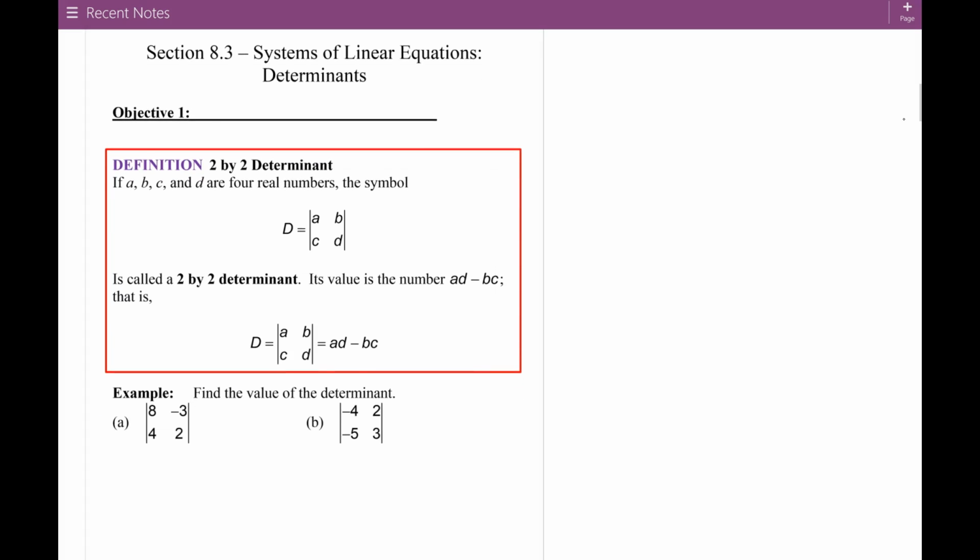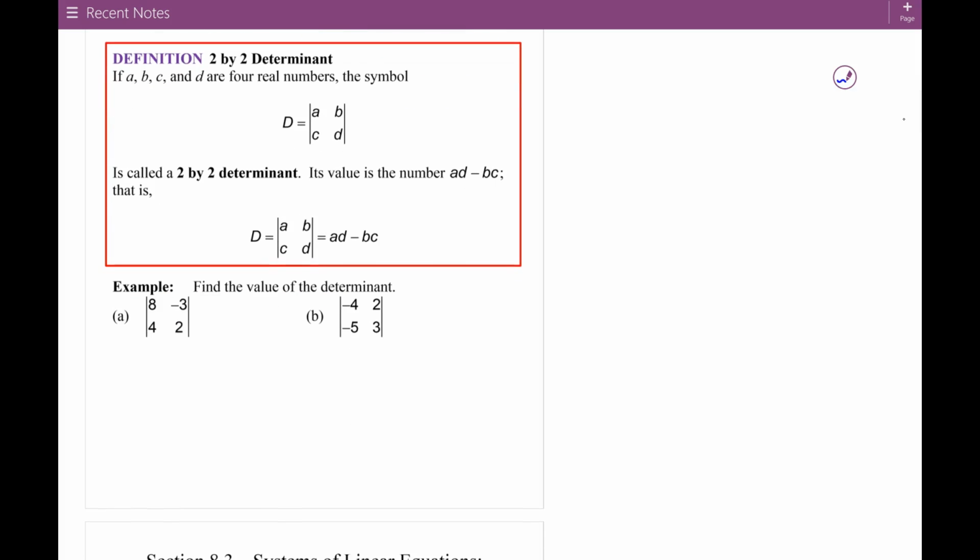So the first objective is to evaluate 2 by 2 determinants. And it's just a formula that says if I have 4 numbers arranged in 2 rows with 2 columns, and I label them A, B, C, D as shown, then if I do A times D and subtract B times C, that number is called the determinant. So for this first example, we do 8 times 2 minus 4 times negative 3. So we'll have 16 plus 12, or 28.